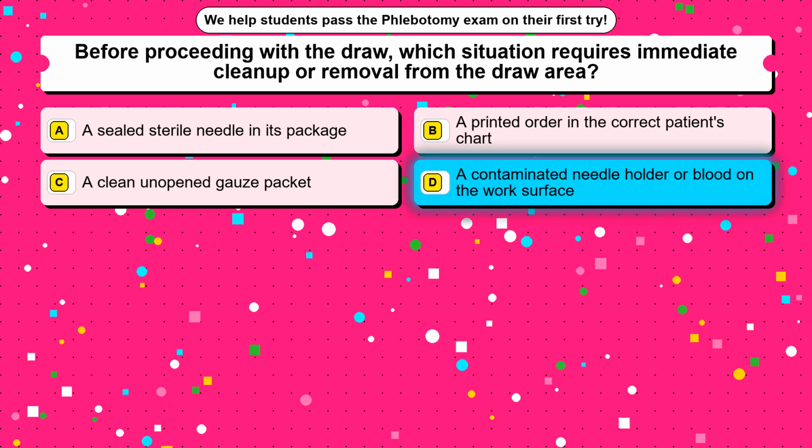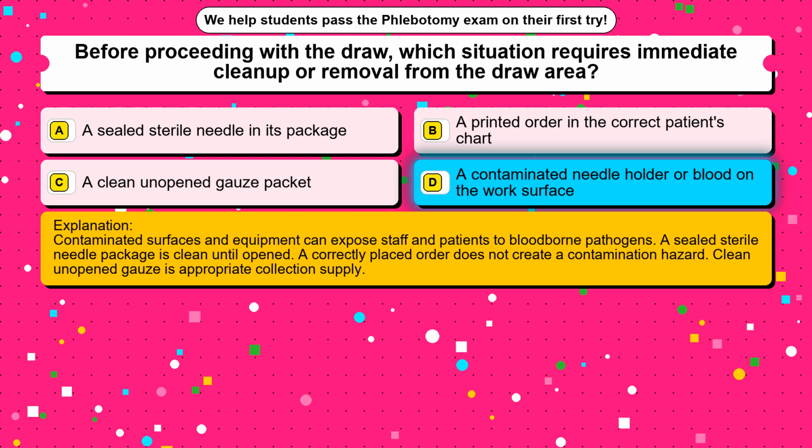The correct answer is option D. A contaminated needle holder or blood on the work surface. Contaminated surfaces and equipment can expose staff and patients to blood-borne pathogens. A sealed sterile needle package is clean until opened. A correctly placed order does not create a contamination hazard. Clean unopened gauze is appropriate collection supply.